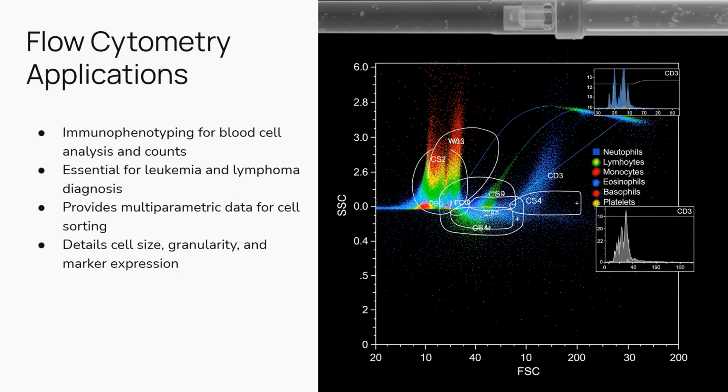Then we have the gating strategy. This is where specific gates are drawn to isolate subpopulations based on scatter and marker expression. The inset histograms can show marker distribution across the gated population.